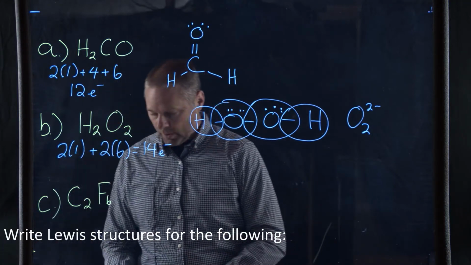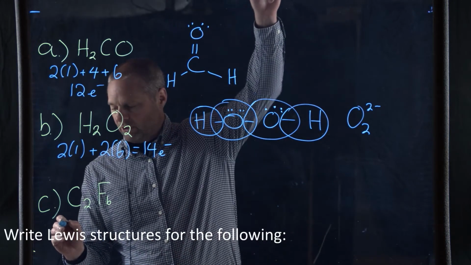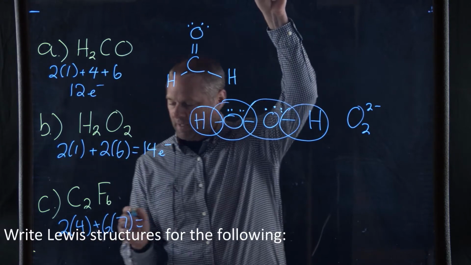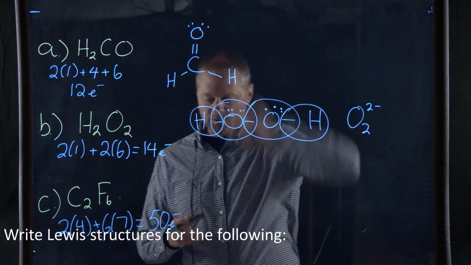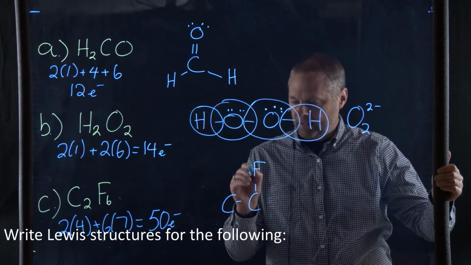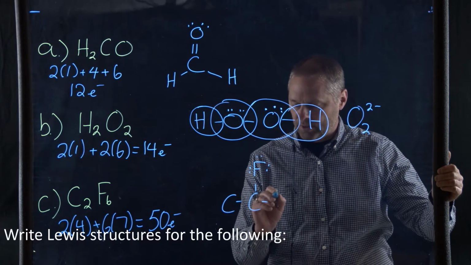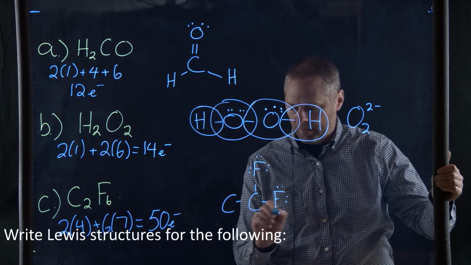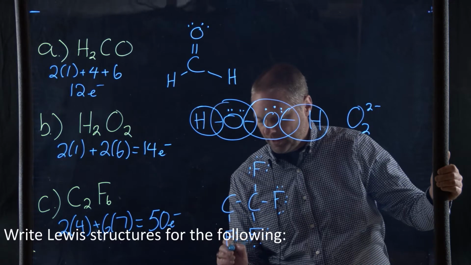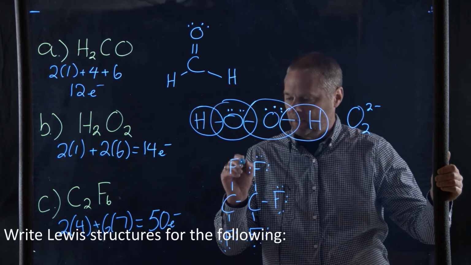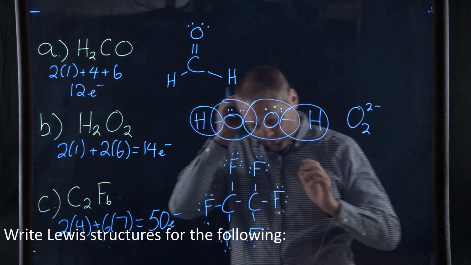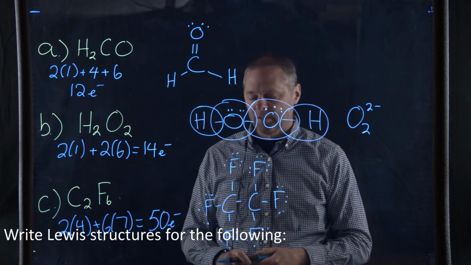hexafluoroethane. We're going to count the number of valence electrons. And so each carbon atom has 4. Each fluorine has 7. And this gives us a total of 50 electrons. And the carbon atoms are going to be at the center, and the fluorines are going to surround the carbons with single bonds. And what I'm doing here is simply putting the valence electrons around each fluorine as such.